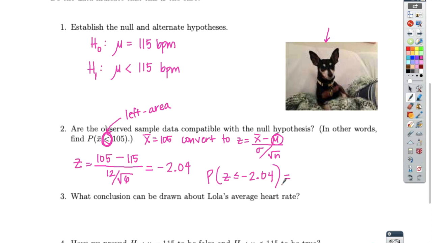But if I were finding a right-tailed area, if this were a problem where it was like greater than or equal to, I would just have to adjust by subtracting from 1. So make sure that you're keeping track of that. We're finding left area on this one.